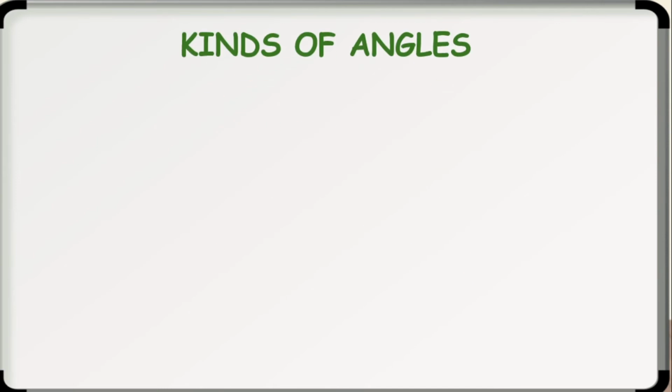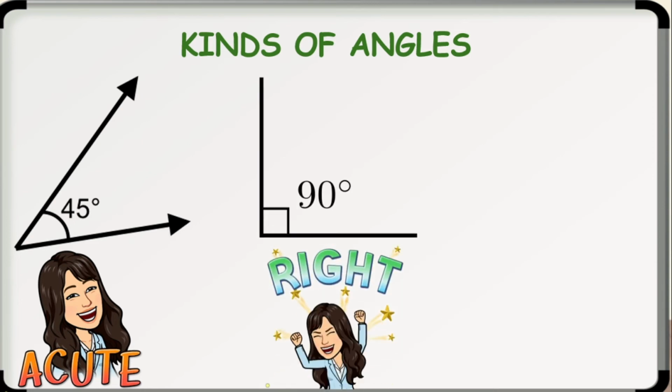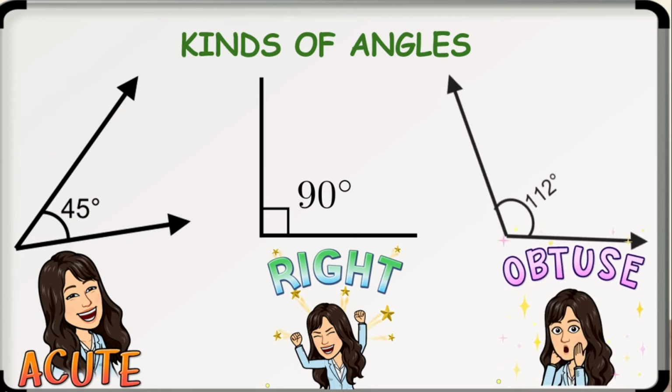Now, let's talk about the kinds of angles according to measure. First, we have the acute angle, whose measure is greater than 0 degrees but less than 90 degrees. Next, we have the right angle, whose measure is exactly 90 degrees, and an obtuse angle, which is an angle whose measure is greater than 90 degrees but less than 180 degrees.